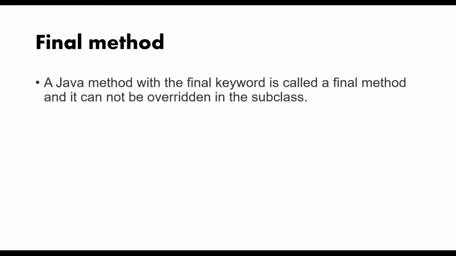What is a final method? If any method is defined with the final keyword, it is called a final method. Final means what? Fixed one. It is constant. We cannot change it.